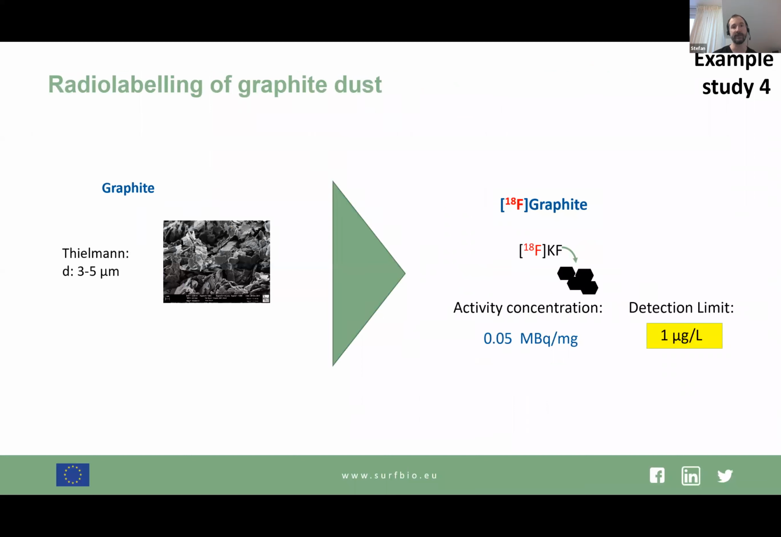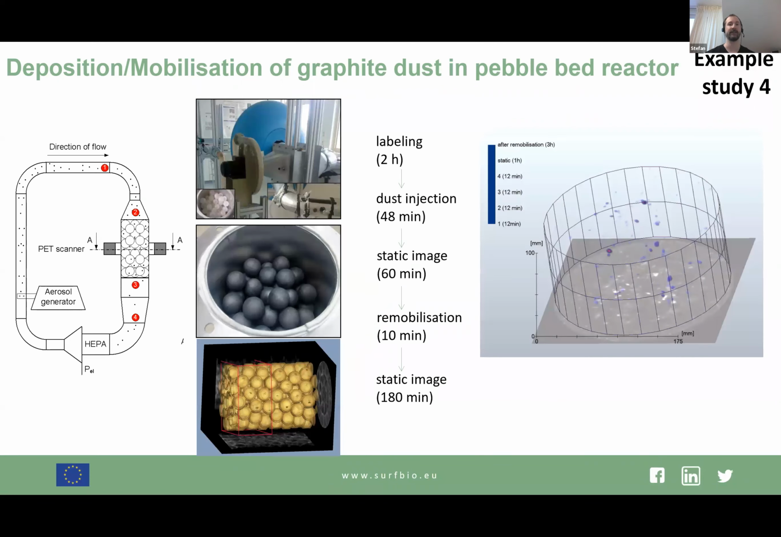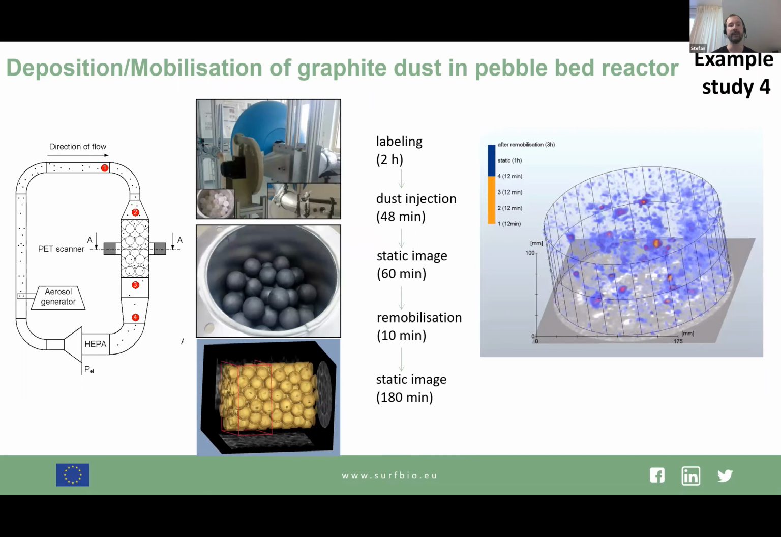The last example is basically an example for the radiochemistry. We have a graphite. It's not the most sophisticated chemistry. It's basically just letting a solution of F18 salt dry on these particles, and then we track the deposition and mobilization of this graphite dust in a pebble bed reactor.